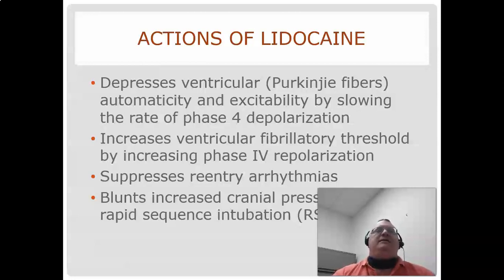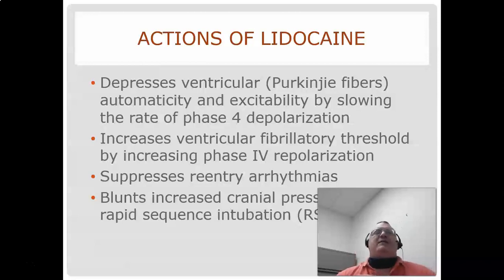Again, it depresses ventricular automaticity. So it doesn't allow it to generate its own impulse or allow it to be excited, especially when you've got irritated tissue. When you've got hypoxic tissue, damaged tissue, the lidocaine actually prevents it from depolarizing like it should, and it does that through the phase 4 action. And again, it increases the ventricular fibrillation threshold, so if you've got a patient in V-fib, it makes it harder to enter that threshold.